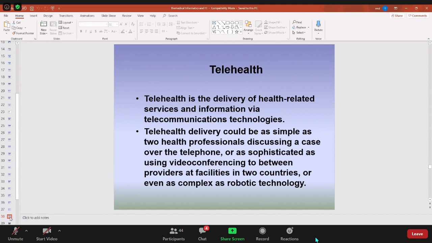Or they can even use remote control across two countries, as in robotic technology. You'll be surprised, one day surgeons overseas can actually operate on patients in another country via control through cables or through the internet, the electronic line.